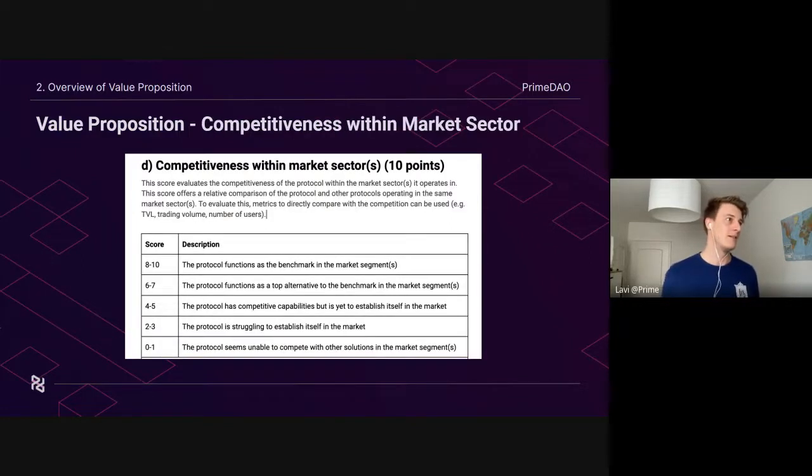Okay. So this one is also, I would say, when you find the metrics, a rather simple question to answer. This is basically the combination of the first, the second, and the third question, right? So now we have defined the market. We know whether this protocol has any market fit, and now we want to compare it to its competitors.